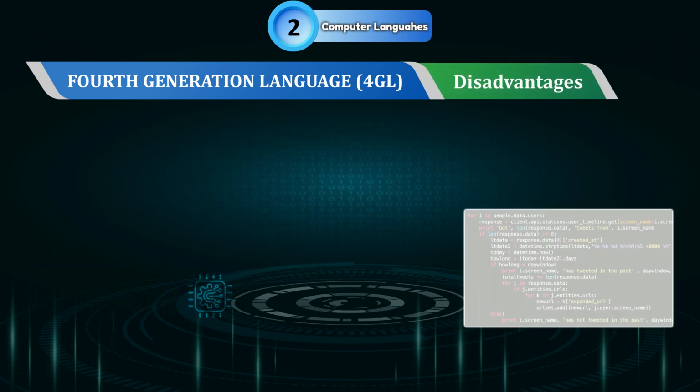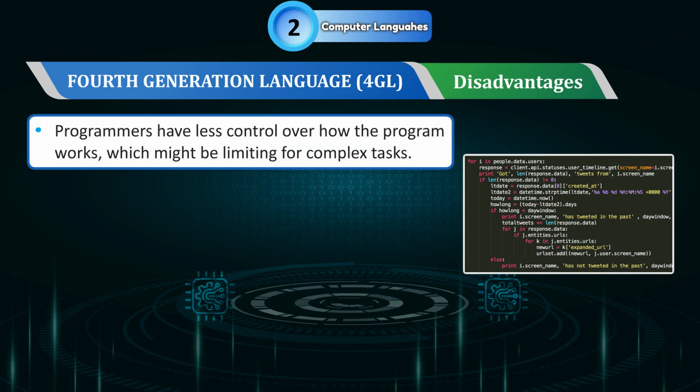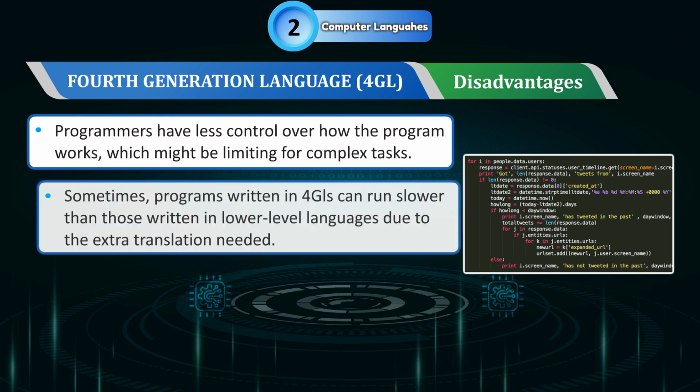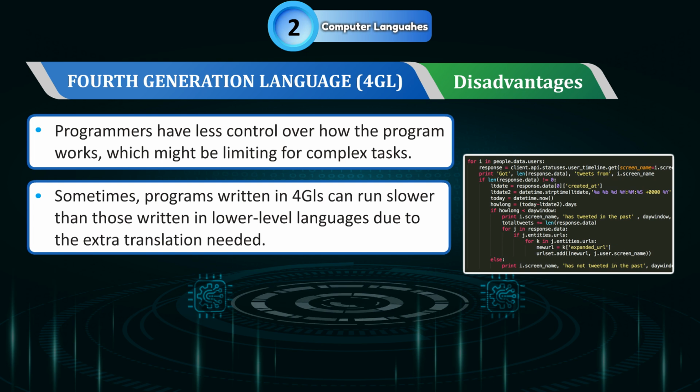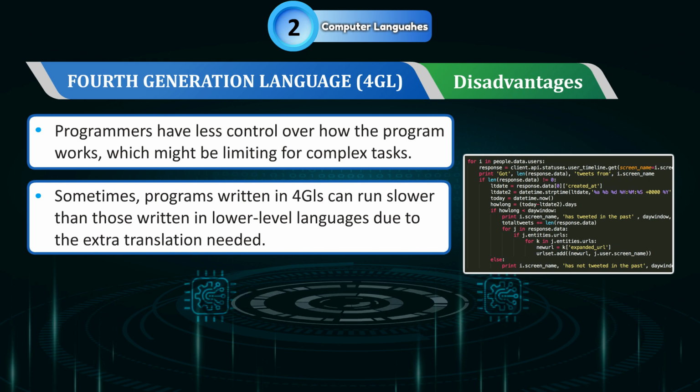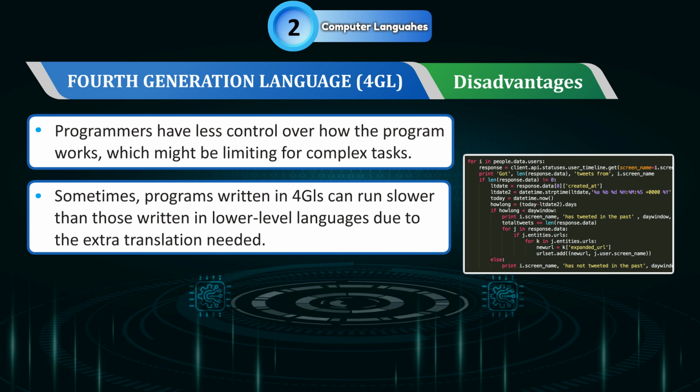Disadvantages. Programmers have less control over how the program works, which might be limiting for complex tasks. Sometimes programs written in 4GLs can run slower than those written in lower-level languages due to the extra translation needed.